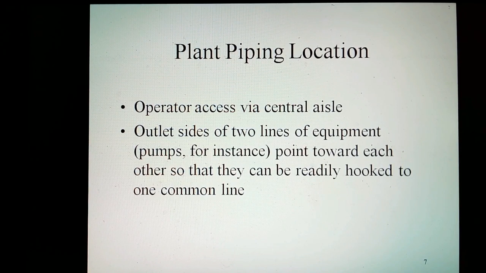Plant piping location. It should balance between operator access via a central aisle. Outlet sides of two lines of equipment such as pumps, for instance, should point toward each other so that they can be readily hooked to one common line.